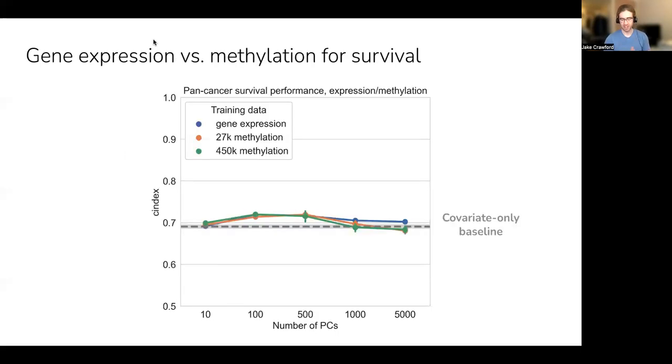In this case, the x-axis is the number of principal components and the y-axis is the concordance index. This gray line is the covariate-only baseline. So there are two takeaways here. One is that there's not a huge difference between the different data types. And two is that they're all pretty close to the covariate-only baseline. So it's hard to beat just using clinical covariates in this case.